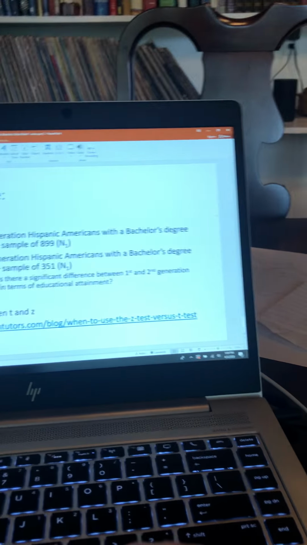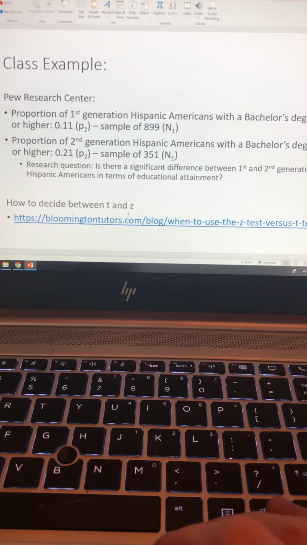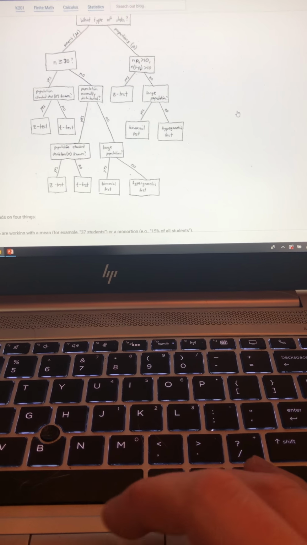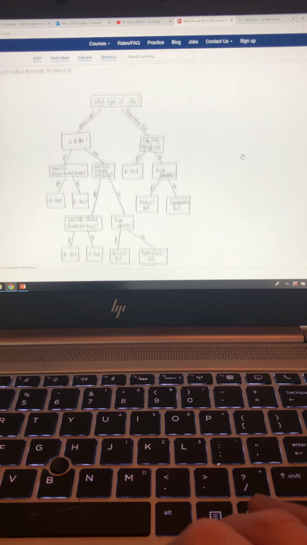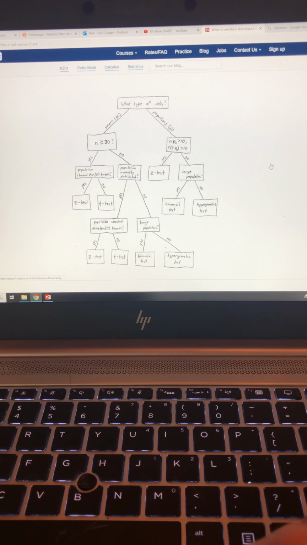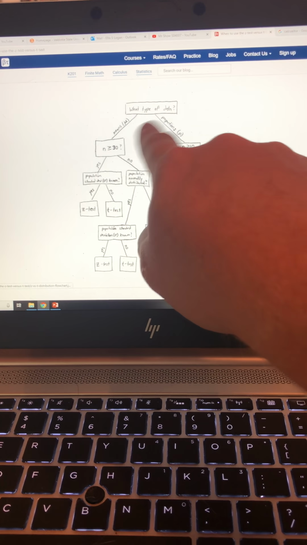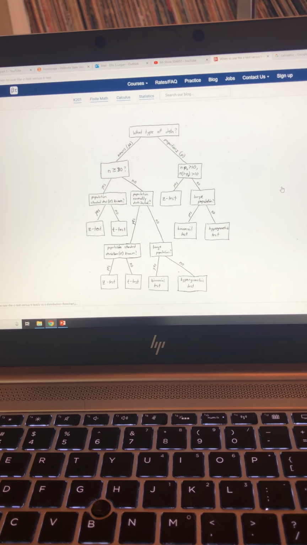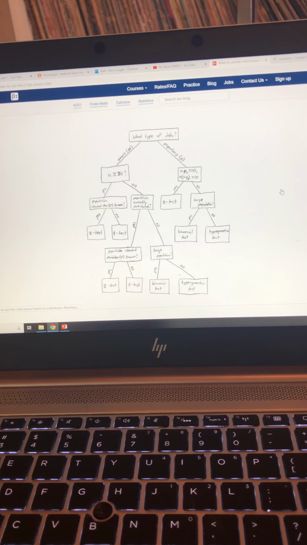And I pulled this little website for you. It's right here. So how to decide between T and Z. Again, probably the most common question I get on this is, how do we decide which one to use? I like things like this, little decision matrices. So what type of data? Do you have means or proportions? That's the first question. Every time, I'm going to focus on means and proportions.